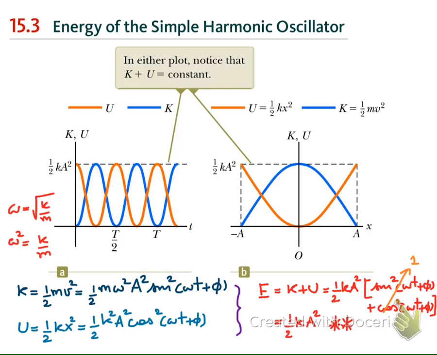You can see that the total energy of the system depends on the amplitude and the spring constant. You can also see that this term, half of k A squared, is a constant. So it means that the total energy of the system does not change in time. Or we can also say that the total energy of the system is conserved.